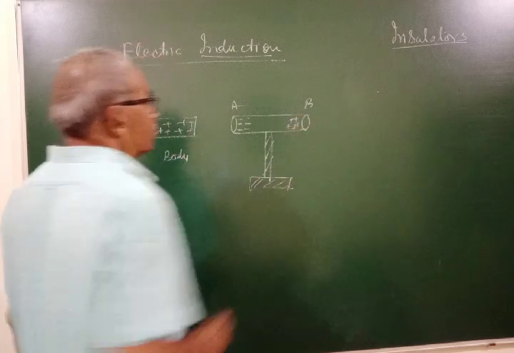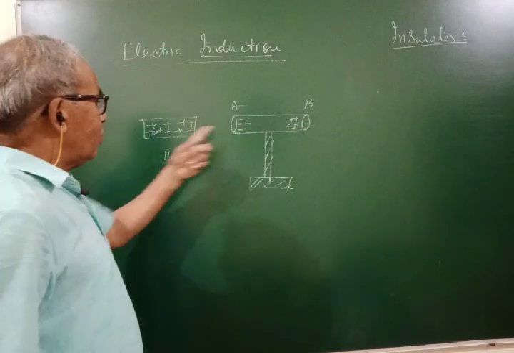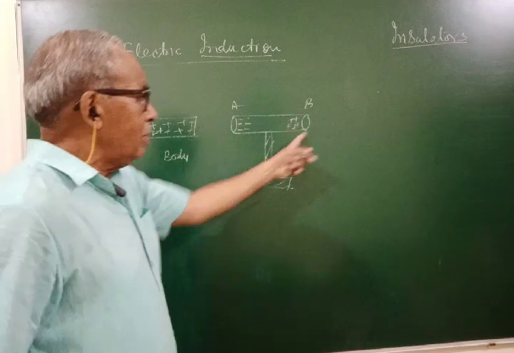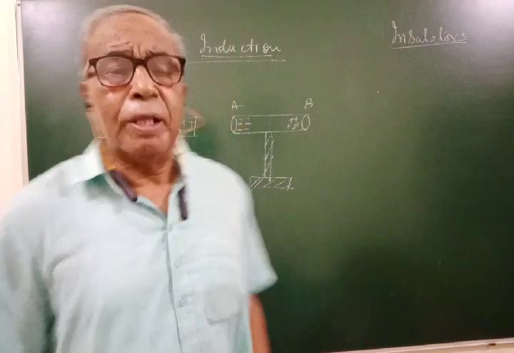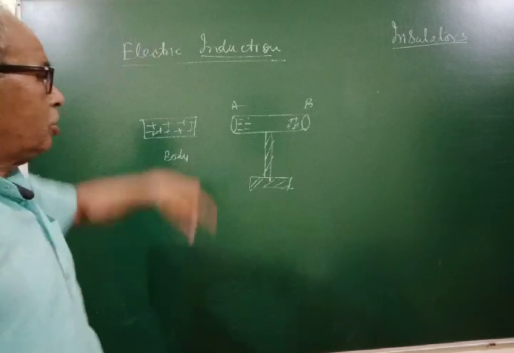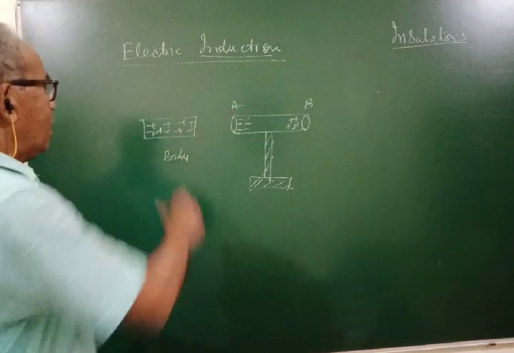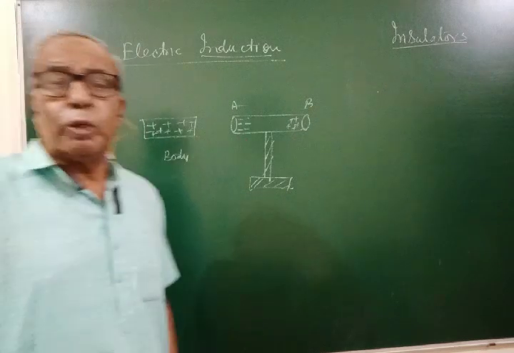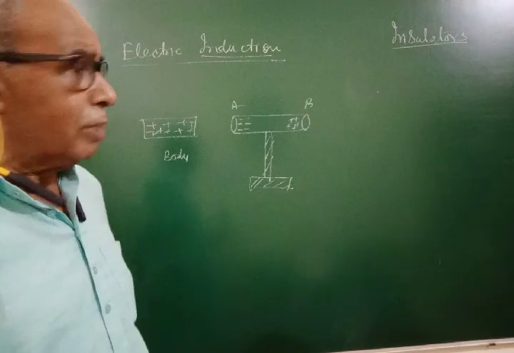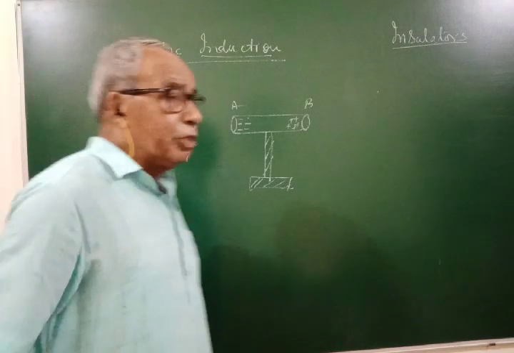Why is it so? Because free electrons are attracted by the positive charge and they leave a net positive charge behind. Deficiency of electrons here produces a net positive charge. This process of producing charge by bringing a charged body close to a conductor is called electric induction. Induce karna.